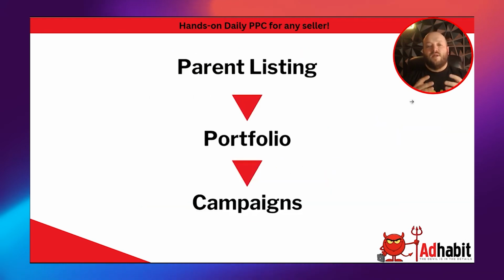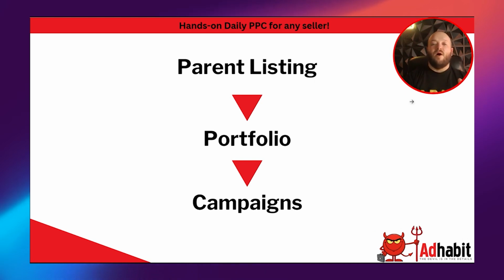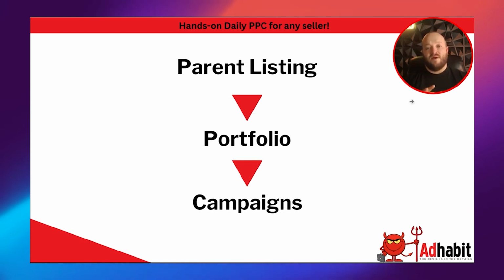So the other structure we want to do is parent listing, portfolio, campaign, right? And I talked about that a little bit. I just want to give a visual here. One parent listing per portfolio, and keep all your campaigns for that parent listing in the correct portfolio. And this gets rid of your reliance on PPC software, right? If all the Amazon API got screwed up today and all the software was out of whack, you still want to be able to easily go into your actual Amazon account, go into the portfolios and see your performance across each parent listing, right?